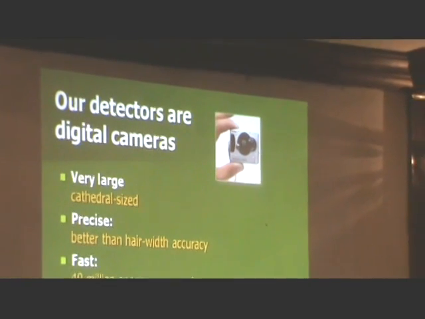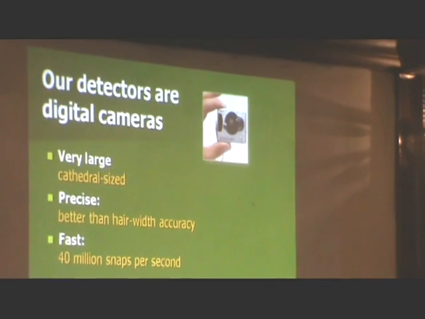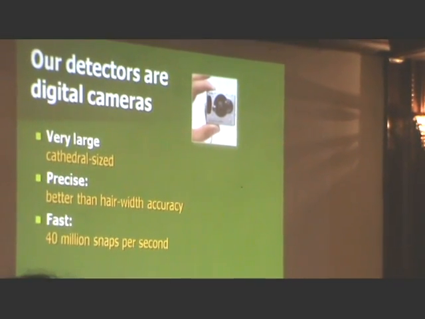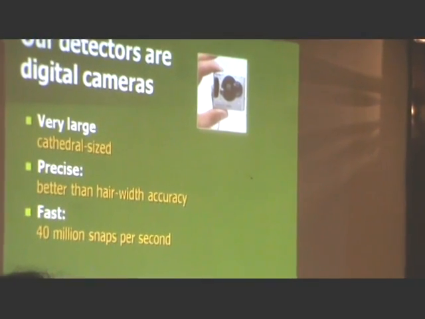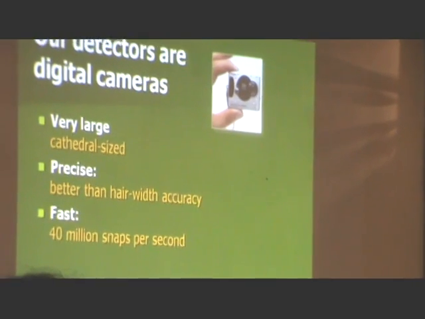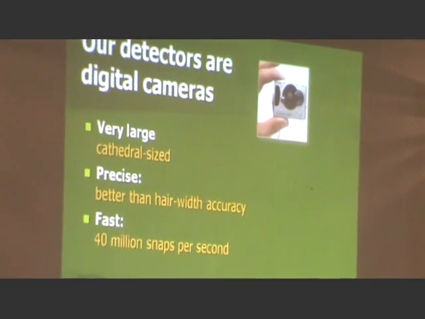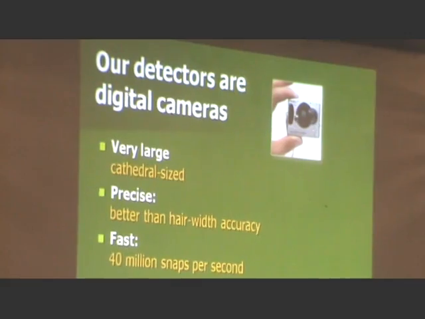Cathedral size, it probably gives you an idea of the size of the detectors. Precise, here with the accuracy of the fast, 40 billion pictures a second. These are the cameras that are used.